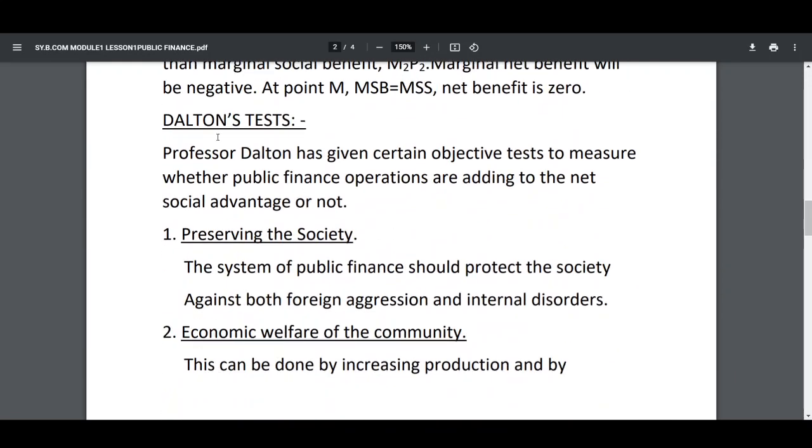Now, Professor Dalton has given certain objective tests to measure whether the public finance operations are adding to the net social advantage, or whether the maximum social advantage, the net social advantage, is increasing or not.